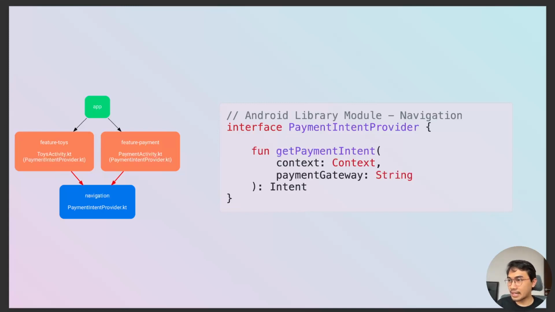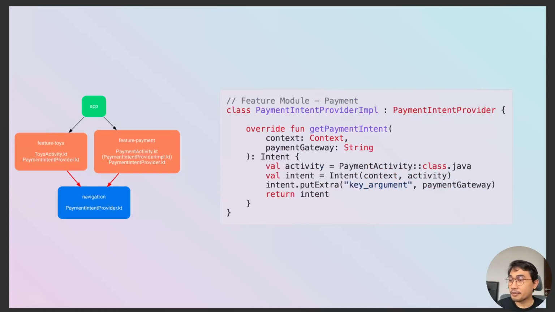This intent provider class lives inside the library module called navigation. And both feature modules can make a dependency on this module. By doing that, feature toys and feature payment have access to the PaymentIntentProvider. The navigation module is the mediator between feature toys and feature payment. Get it? Hence the name mediator module. The toys activity is the consumer of the PaymentIntentProvider. But which module will implement the PaymentIntentProvider?